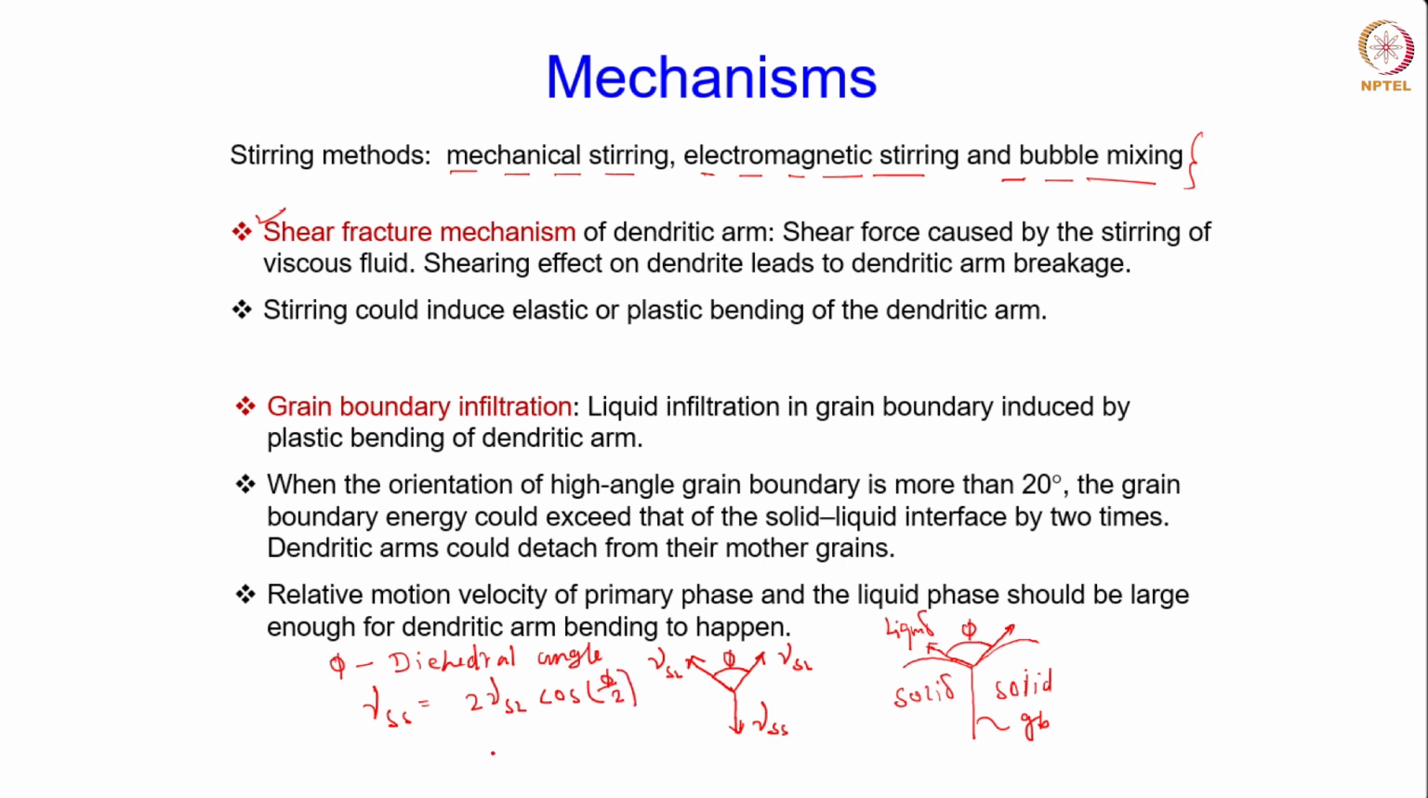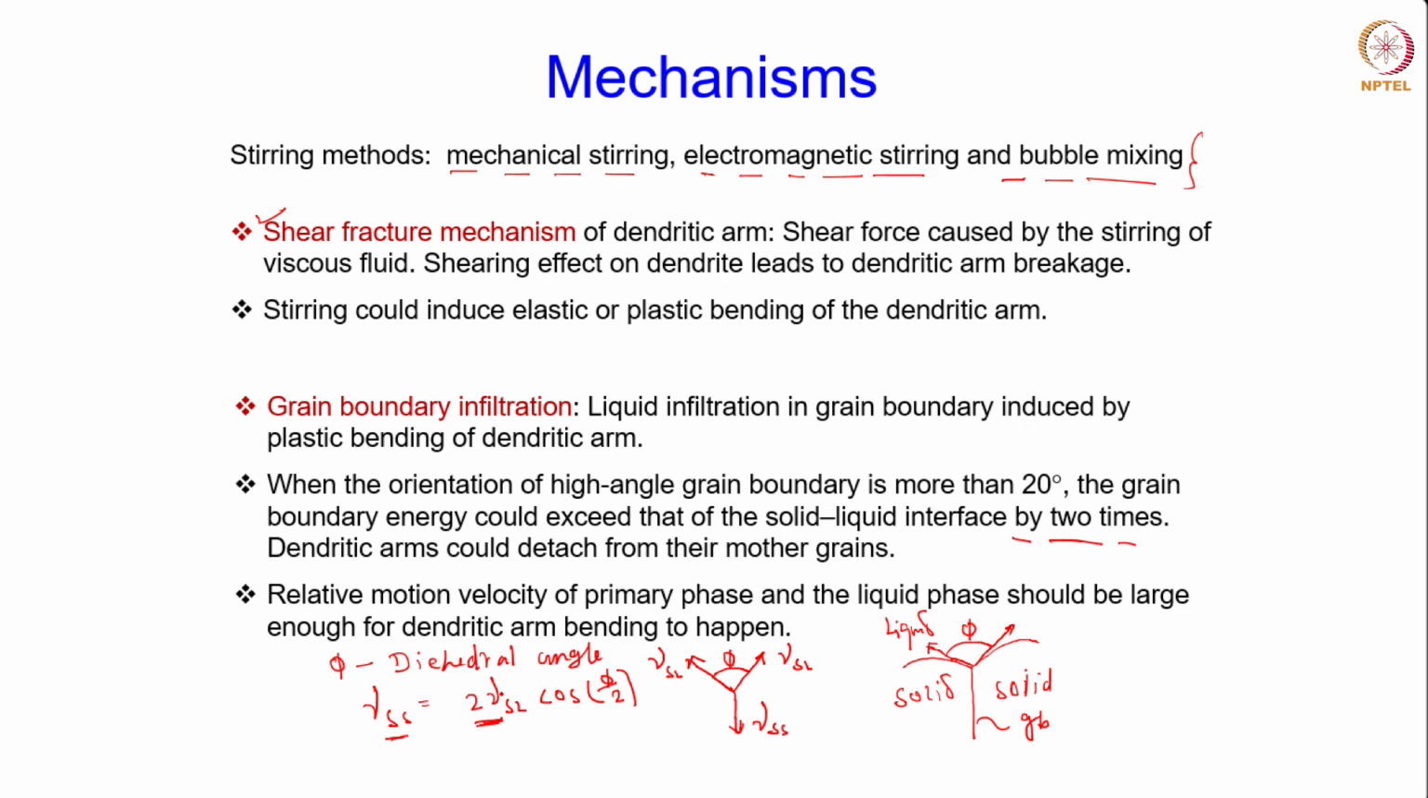Right? So when the angle becomes very small and approaches 0, then you could see this will become 2 times the solid-liquid interfacial energy. Okay, and that's what I meant over here. If phi approaches 0, then gamma SS will be equal to 2 gamma SL.